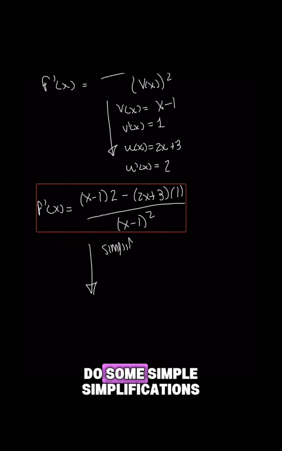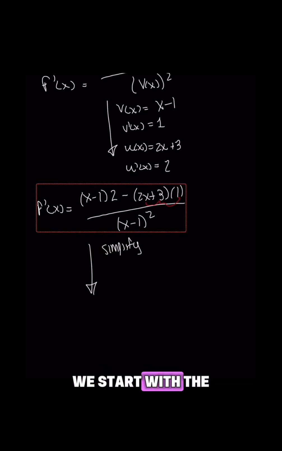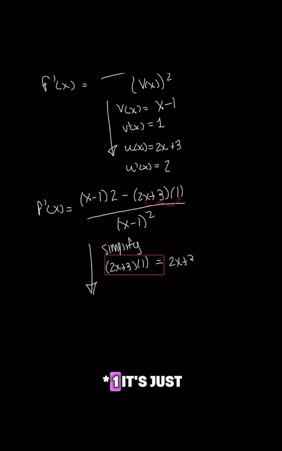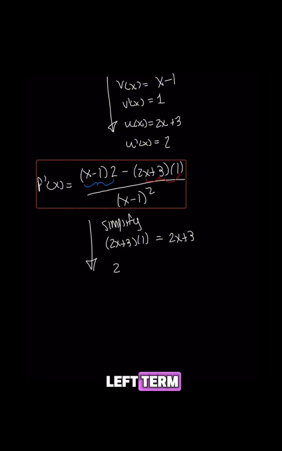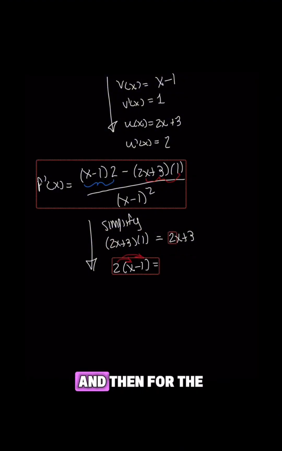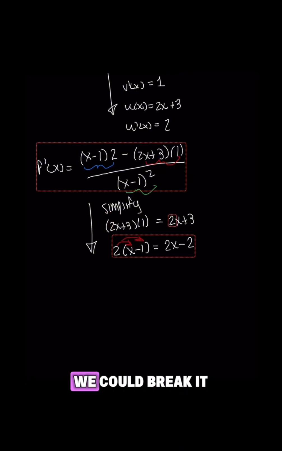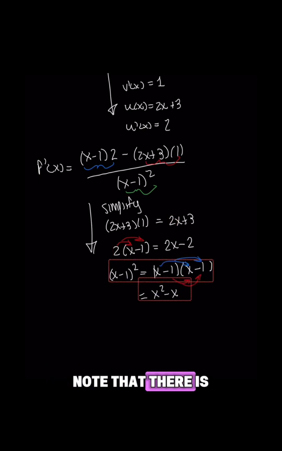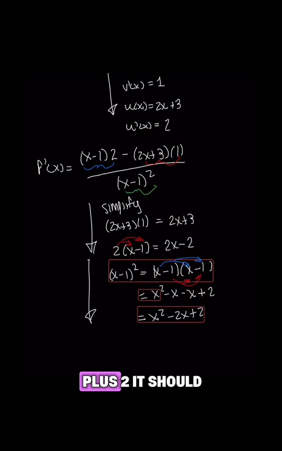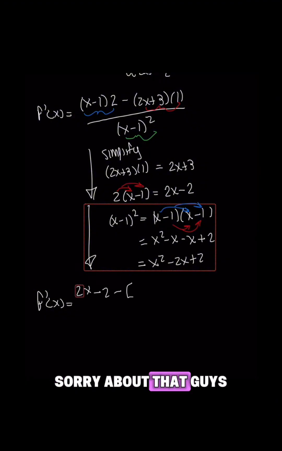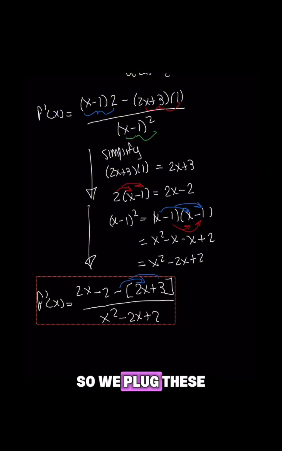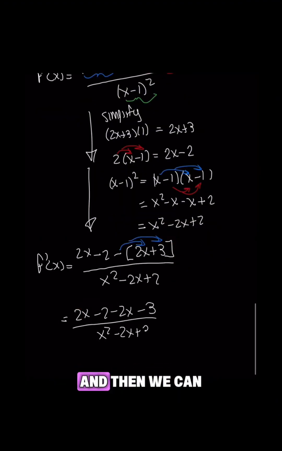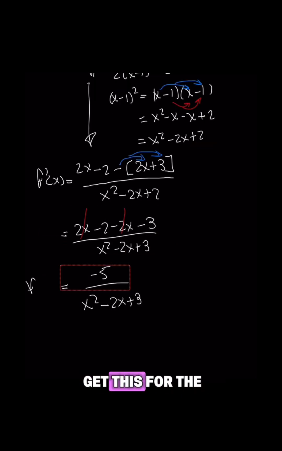From here, we can do some simple simplifications. We can start with the top right term here, 2x plus 3 times 1 is just 2x plus 3. And then the top left term, we can distribute the 2 into the bracket. And then for the x minus 1 squared term, we could break it up into its two brackets and then distribute and simplify. Note that there is a small error here. It should not be plus 2, it should be plus 1. Sorry about that, guys. But the process is the same, so we plug these values into our expression, and then we can simplify it down and get this for the final answer.